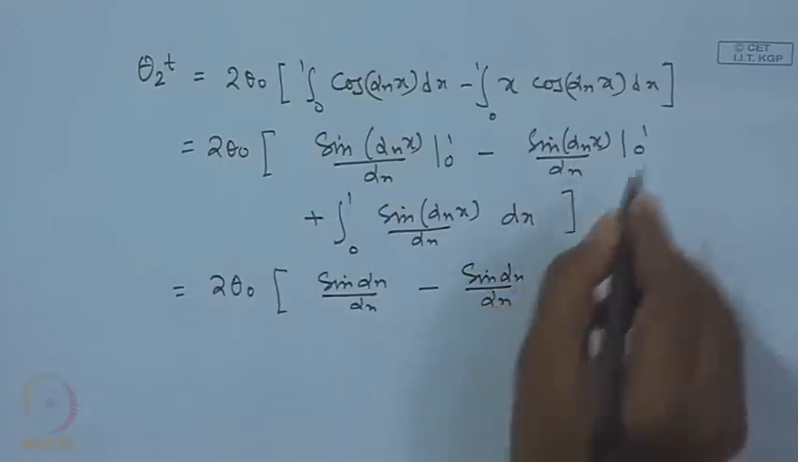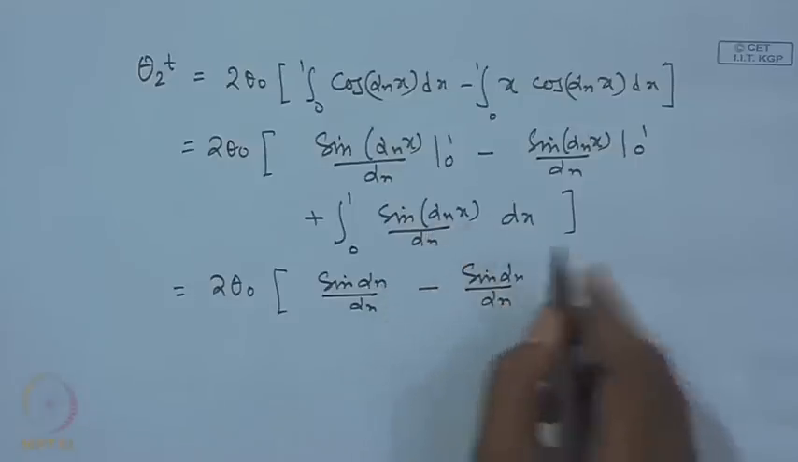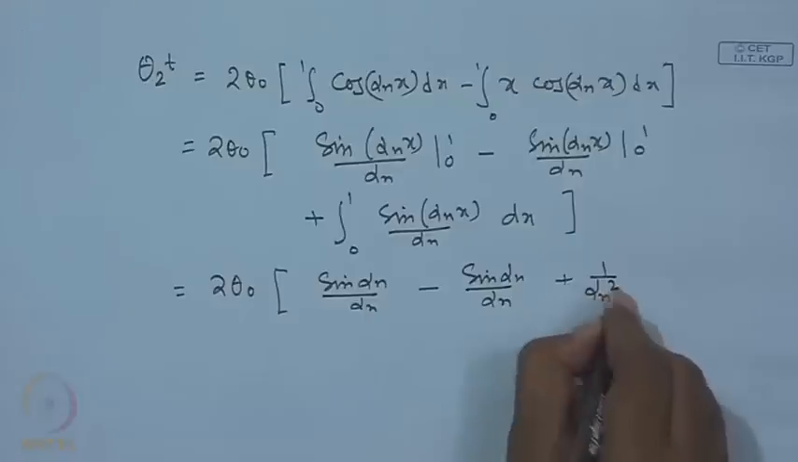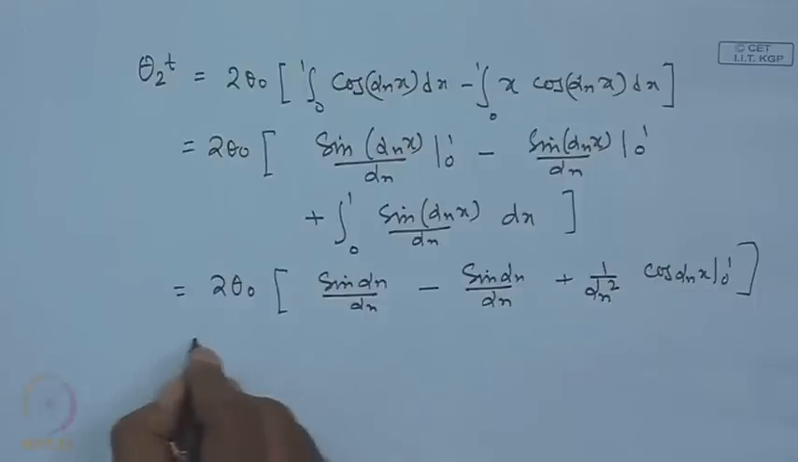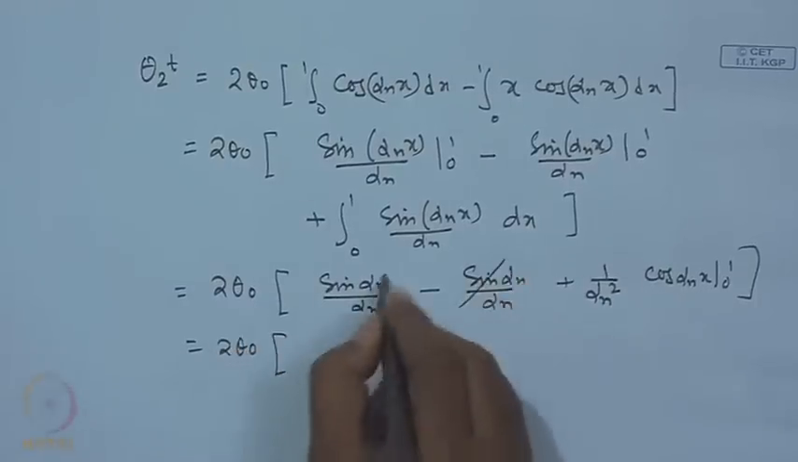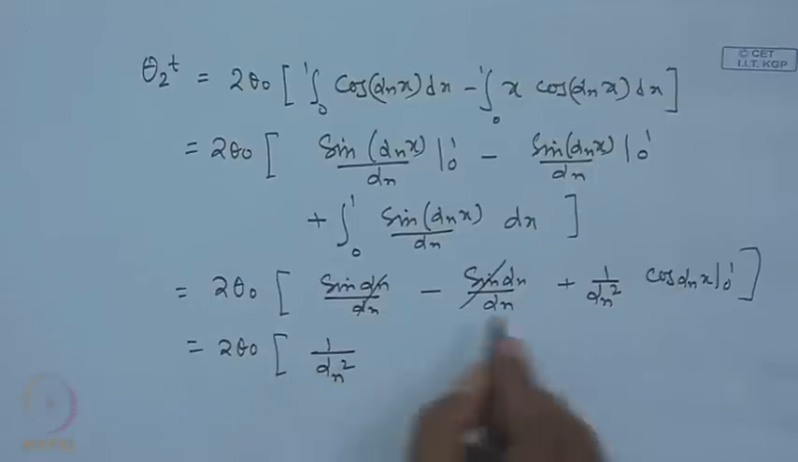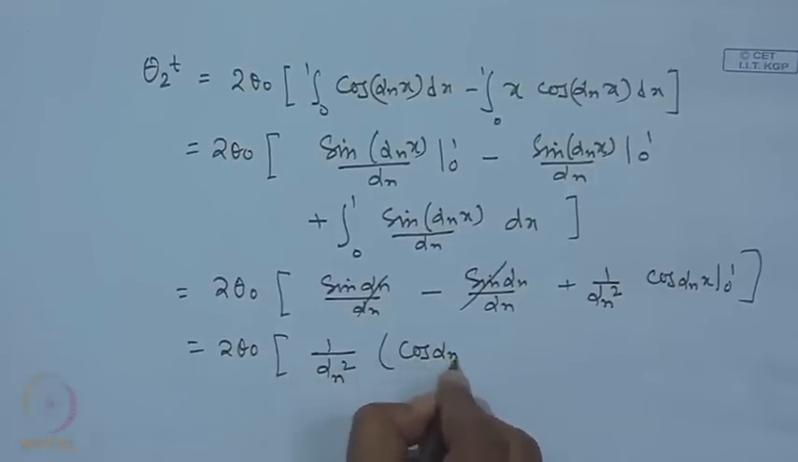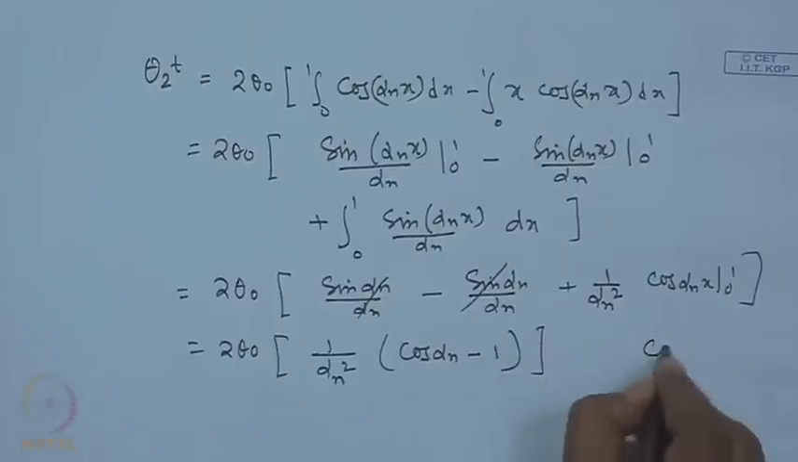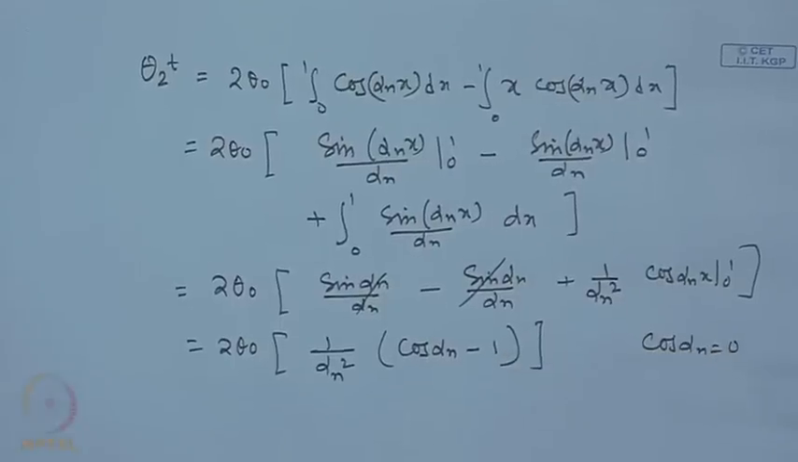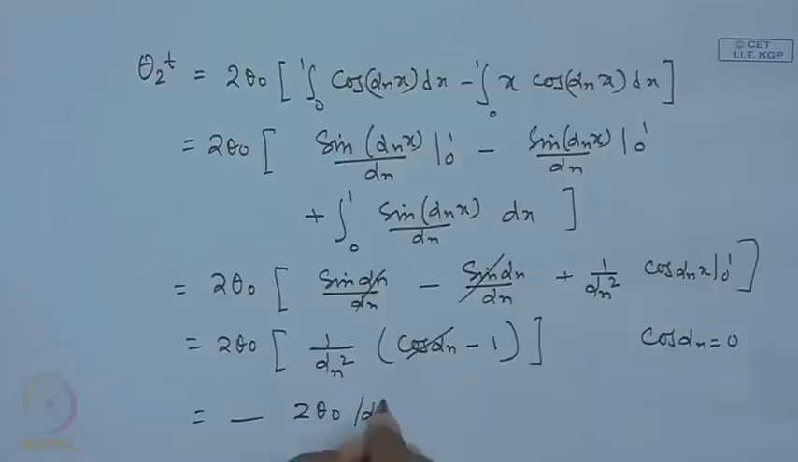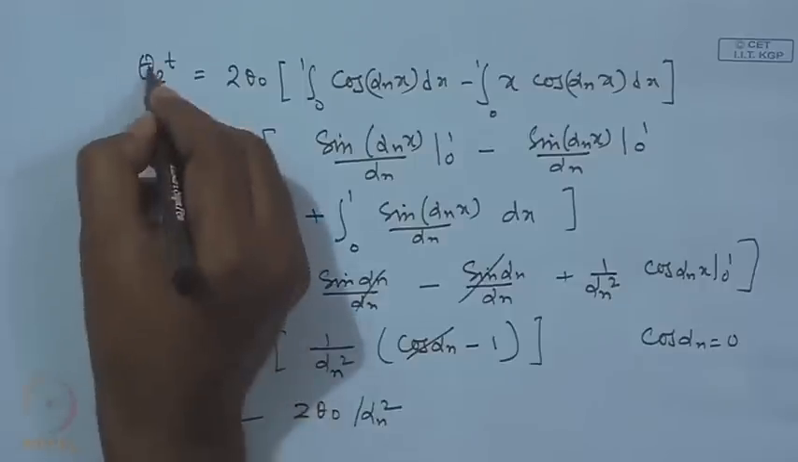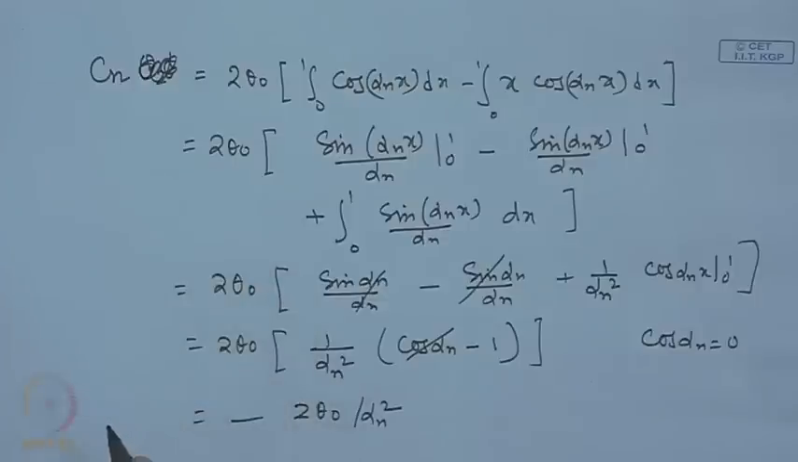sin alpha n divided by alpha n, sin 0 is 0, plus this will be cosine alpha n x, so 1 by alpha n square, cosine alpha n x from 0 to 1. So, this becomes 2 theta 0, this will cancel out, 1 by alpha n square, cosine alpha n minus cos 0 is 1. Now, cosine alpha n is 0, those are the eigenvalues. So, this will be minus 2 theta 0 by alpha n square, as we have already seen earlier. So, this is basically the constant C n.